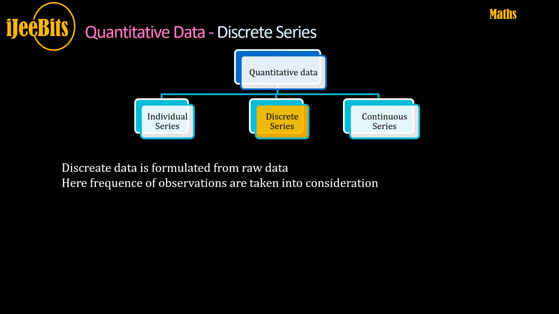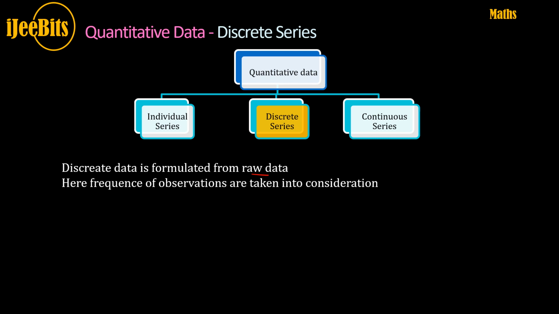Let's look at a discrete series in quantitative data. What is meant by discrete series? How is it different from individual series? Individual series is actually formed from the raw data, right? So discrete is also formulated from the raw data. What this means is that here we are going one level up. We are trying to measure the frequency of observations, taking it into consideration. You got what I'm saying?